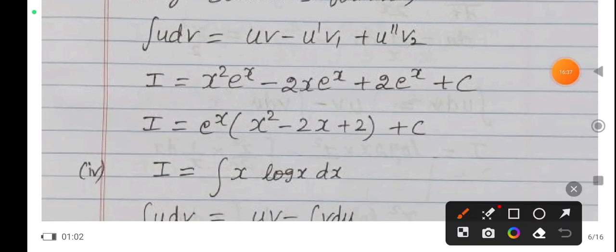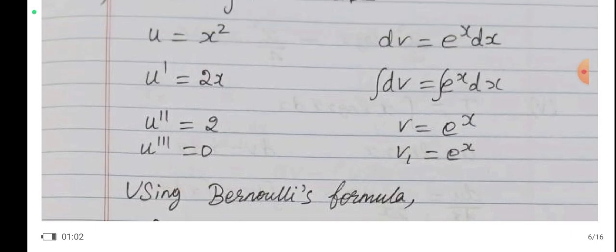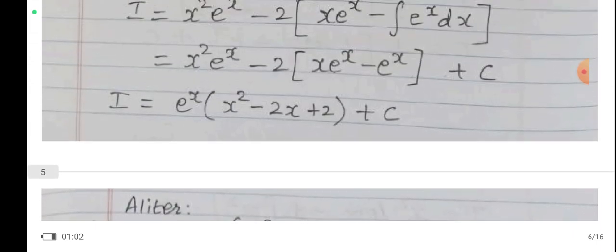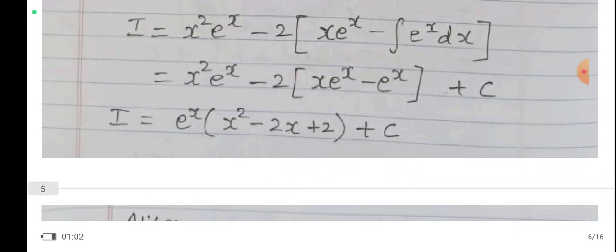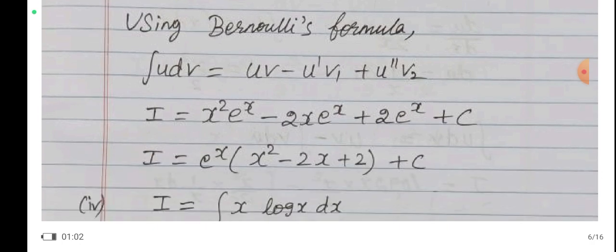So what is the advantage of doing this formula? Just writing uv minus u dash v1 plus u double dash v2, like that, we are completing it once itself. Just e power x is common and you will get x square minus 2x plus 2. So we don't want to do it 2 times. Once we apply, again we will do it, again we have an integral like that. That is the only advantage of doing Bernoulli's.